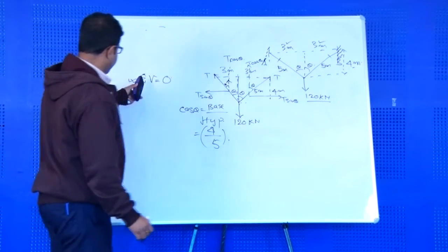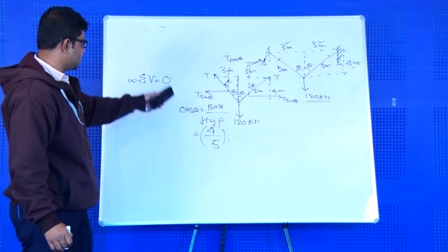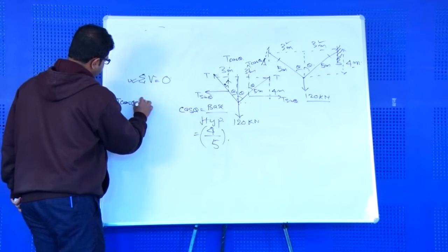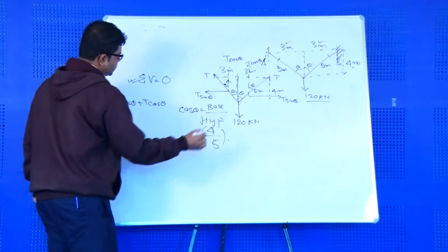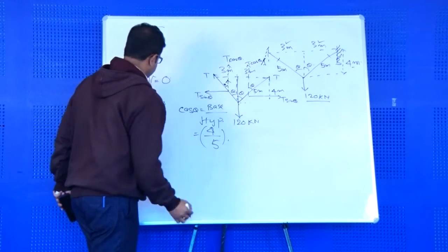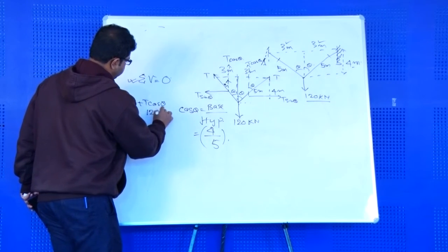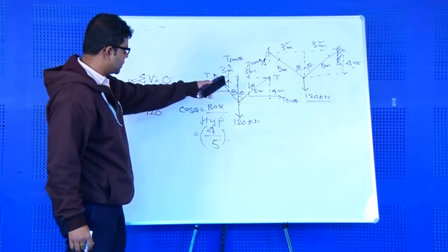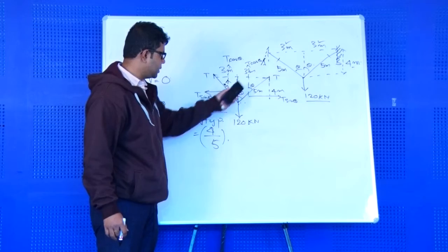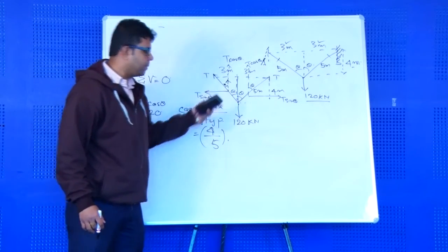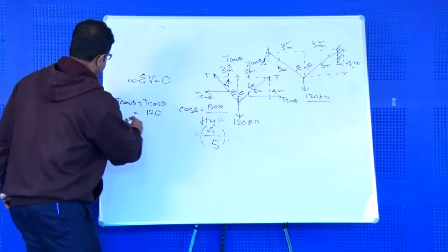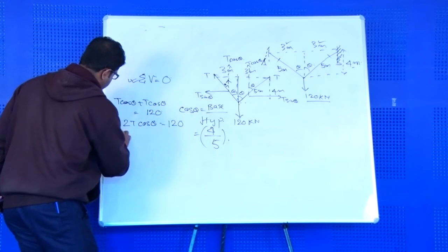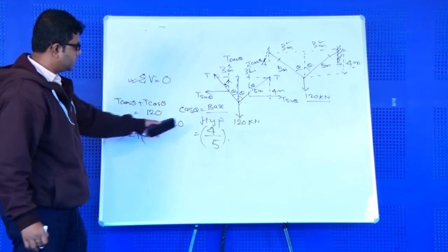If we apply the summation of vertical forces equal to 0, what do we get? T cos theta plus T cos theta, that is this segment and this segment, will be equal to 120. As per the symmetry of the figure, the tension in the two segments must be the same, so as to balance the structure and maintain its stability. So 2T cos theta equals 120. We know cos theta is 4 by 5.